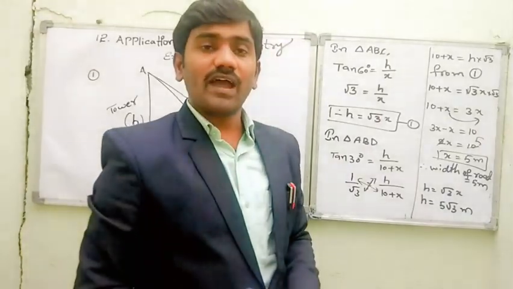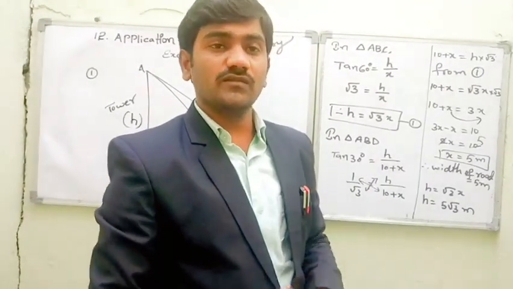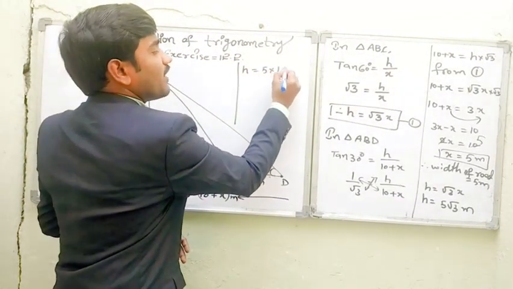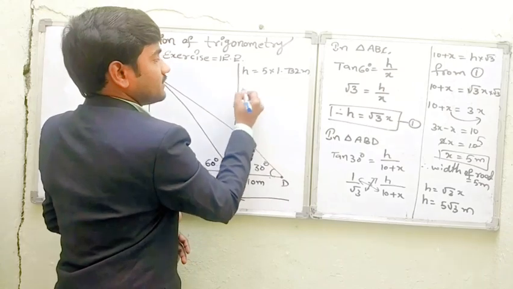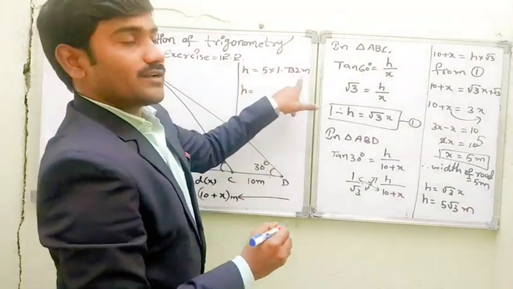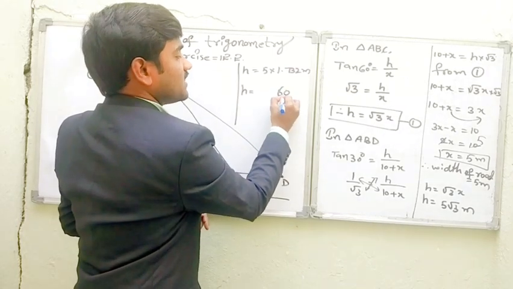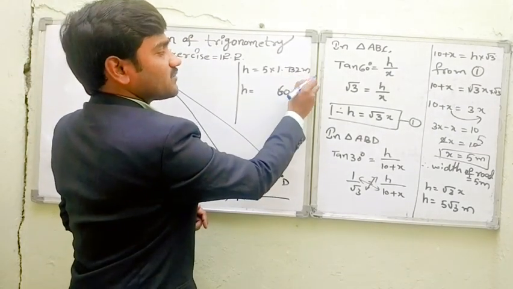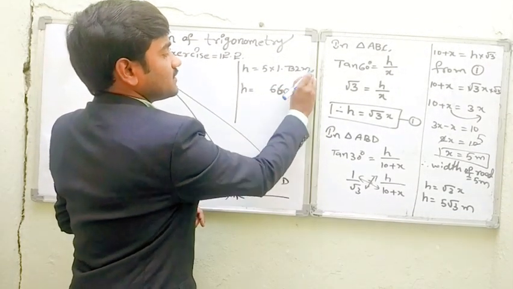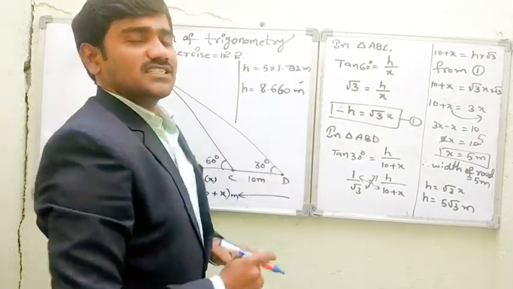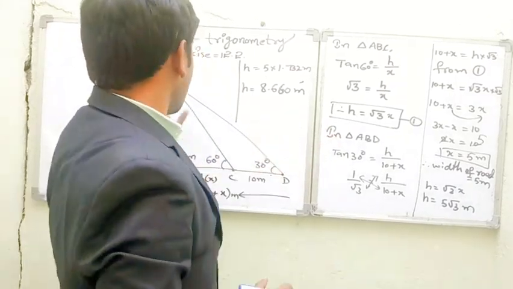If you know the root 3 value, you substitute that, 1.732. So h equals 5 into 1.732 meters. Hence h equals 5 into 1.732, which is 8.660 meters. This is the height of the tower.